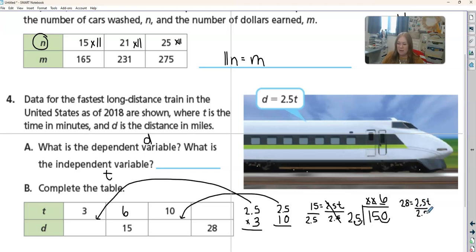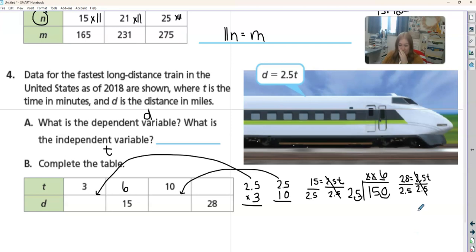We have to divide and divide. So this side cancels out. So we are going to do 28 and divide by 2.5.